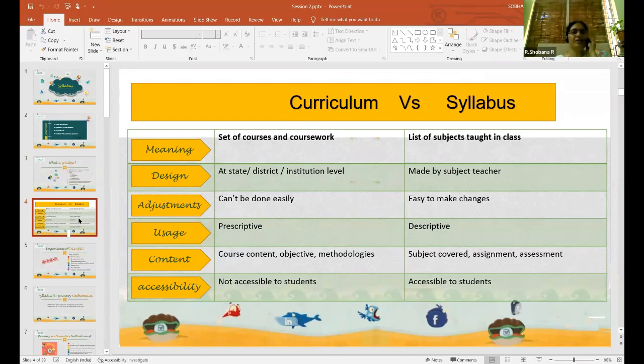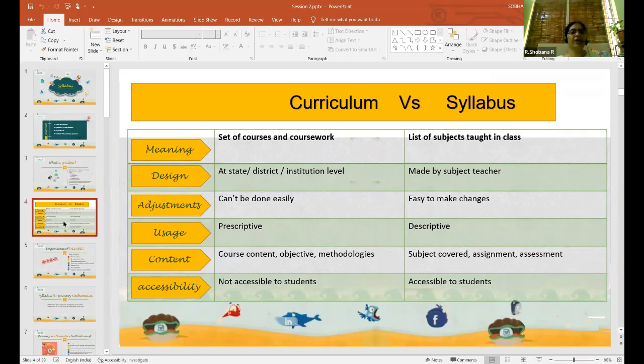Yes, Divya, ma'am. Namaste, ma'am. I think curriculum is something which helps us to understand and to plan the holistic development of a student. And syllabus is something which is more related to academic development of the student. Yes, exactly, Divya ma'am. So whatever activities you conduct outside the classroom, everything comes under curriculum.